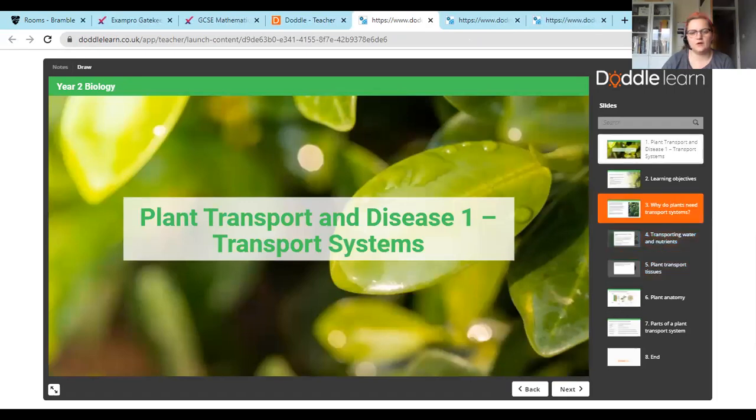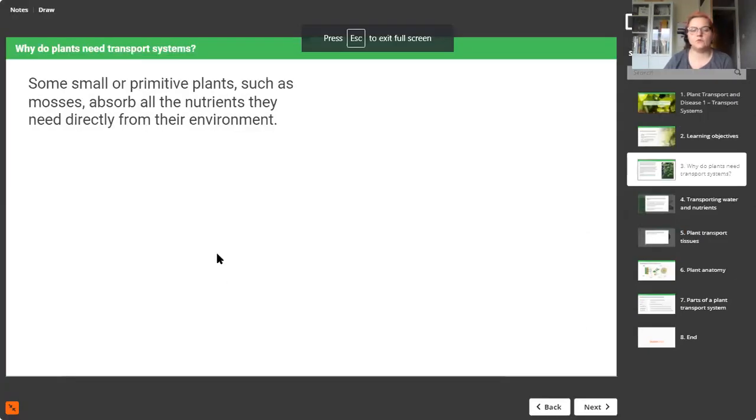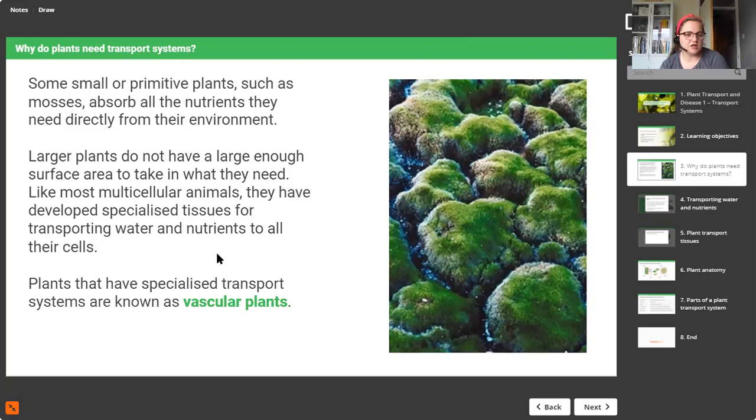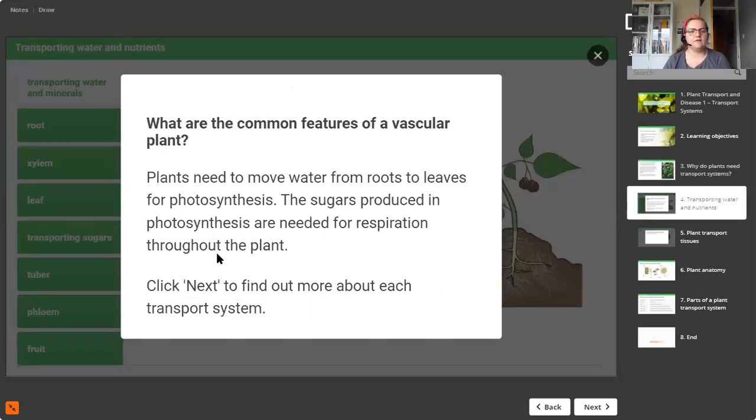Smaller primitive plants such as mosses can just get all their nutrients from the environment. They're able to absorb like that, like really small animals. However, large plants don't have a large enough surface area to do this. So like most multicellular animals, they've developed specialized tissues for transporting water and nutrients to cells. Plants that have specialized transport systems are called vascular plants. So common features of vascular plants.